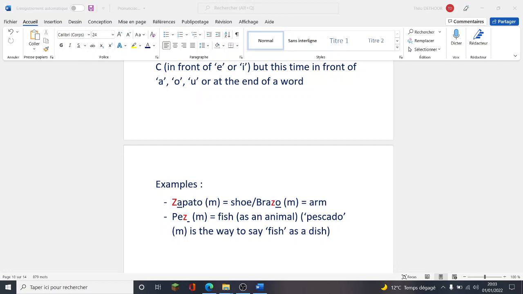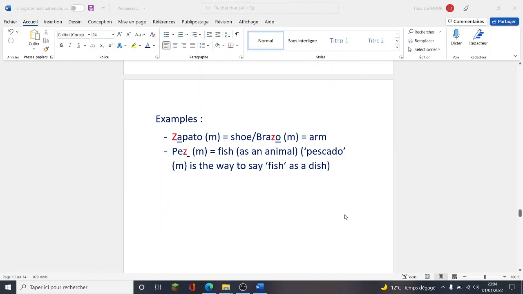means fish as an animal, because yeah, here is a little tip. In Spanish, there are two different ways to say fish. Fish as an animal is pez, and fish as a dish is pescado, and it's also masculine. Be careful when you use fish in a sentence, not to mix those two things up.